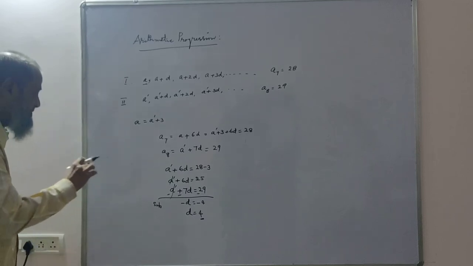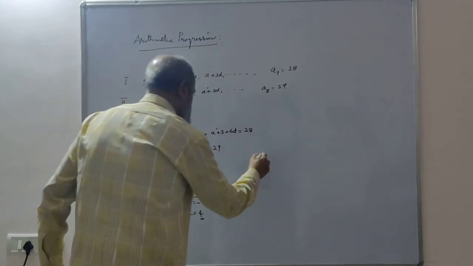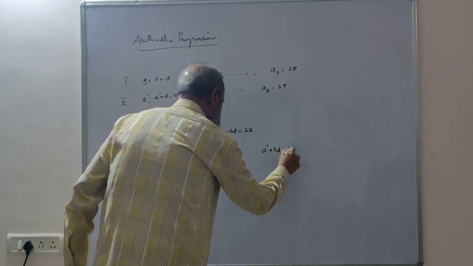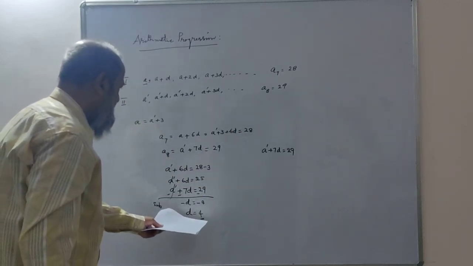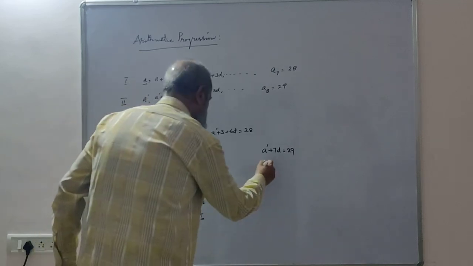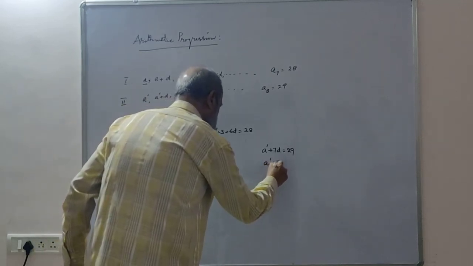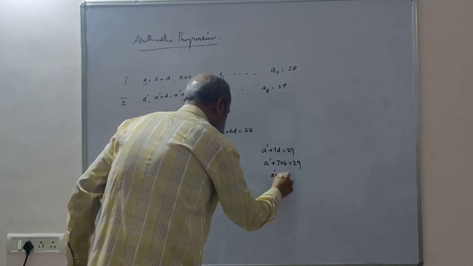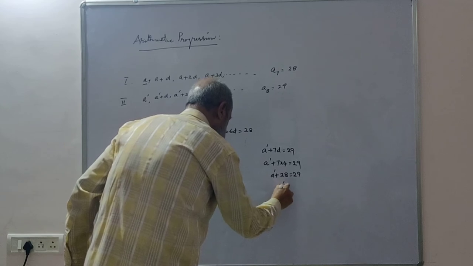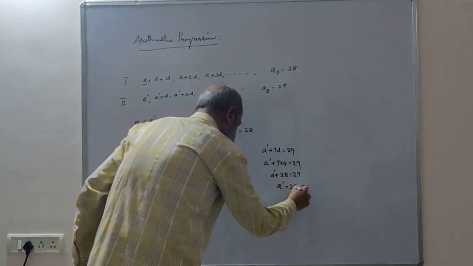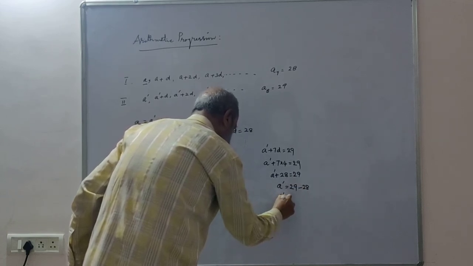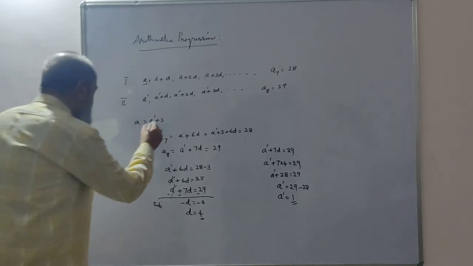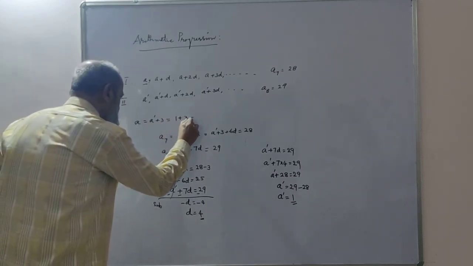Now, we got one of the variables. Now what I do, I know A dash plus 7D is equal to 29. You can take any one equation. In this equation, I put this 4 there. So A dash plus 7 into 4 is equal to 29. So A dash plus 28 is equal to 29, or A dash is equal to 29 minus 28. If this 28 goes to the other side, A dash will be equal to 1. 29 minus 28 is 1. Now A is A dash plus 3, so that will be 1 plus 3. That will become 4.